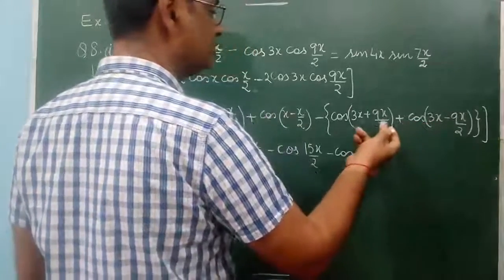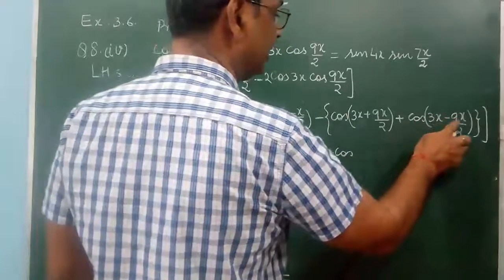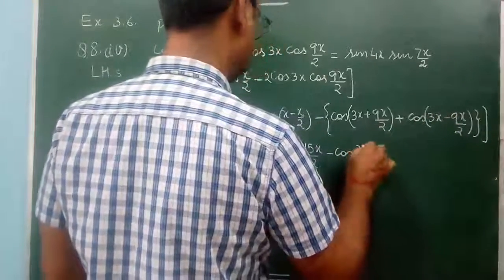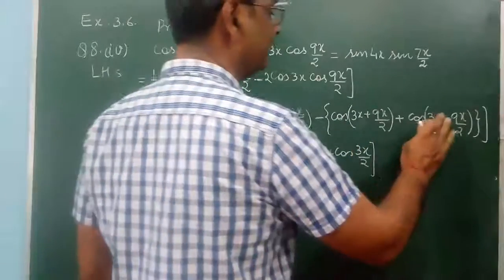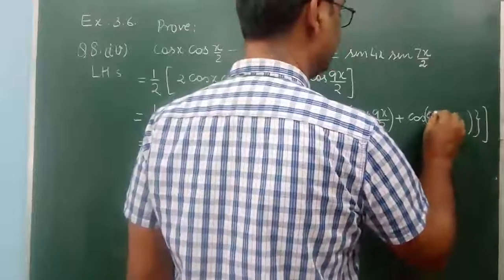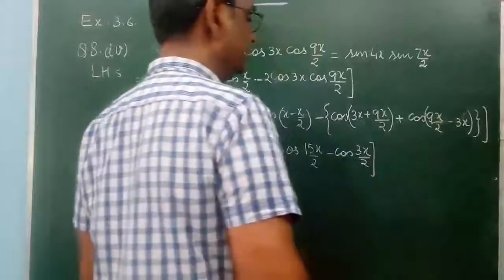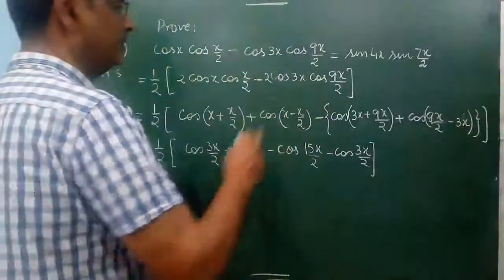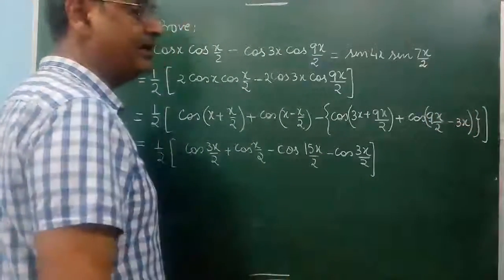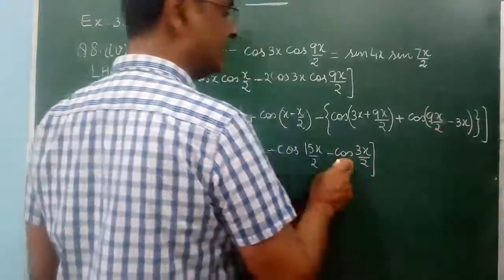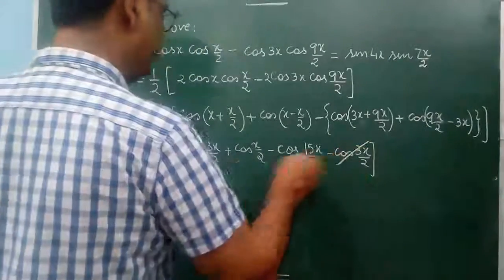cos minus theta is also cos theta. So here we can write 3x minus this. So this is 3x by 2. We can interchange these two. This will be good because this is bigger, so we can take this in the first instance, or you can write cos minus theta is cos theta, then also it will be coming cos 3x by 2. Now these two will be getting cancelled.